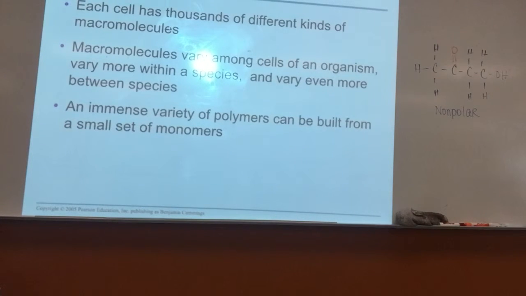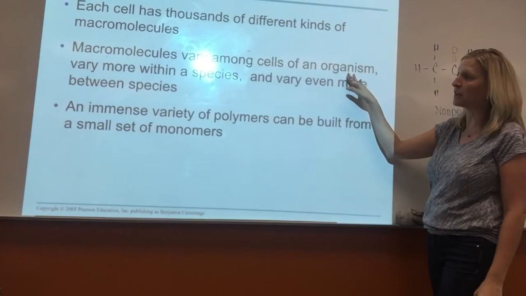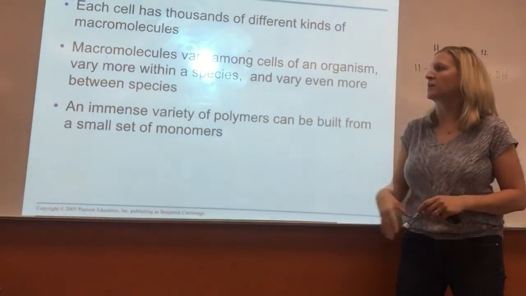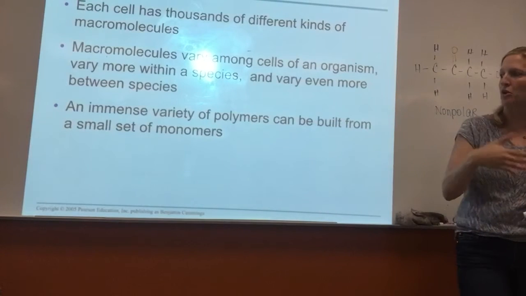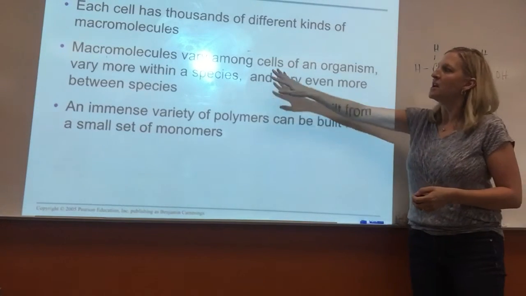So each cell has lots of different molecules, thousands of different molecules, and the macromolecules in organisms can vary among cells of the organism, and even larger, vary more within a species, and vary even more between species. And we can build lots of polymers by a small set of monomers. So what does this mean?